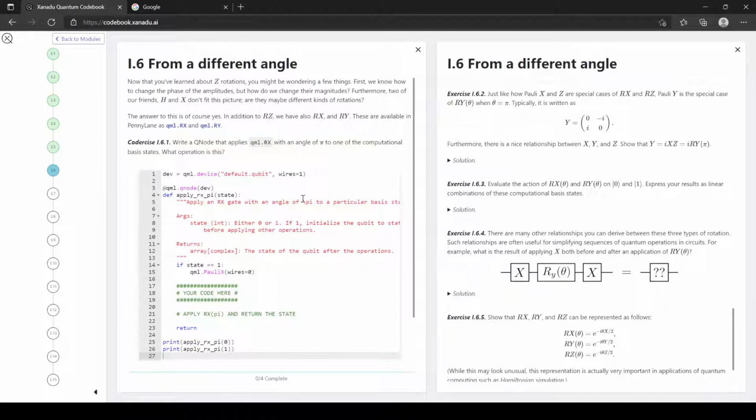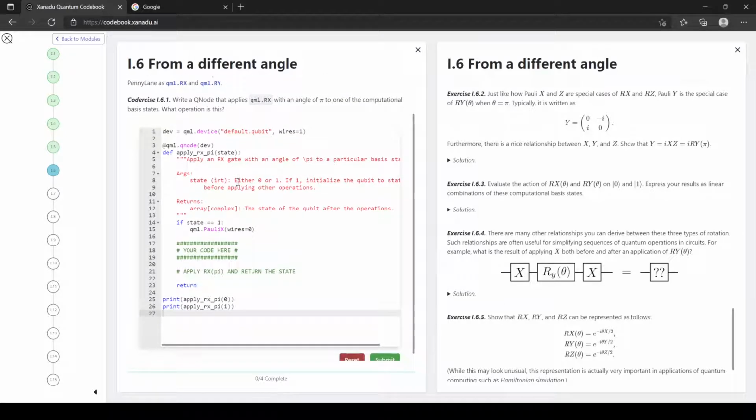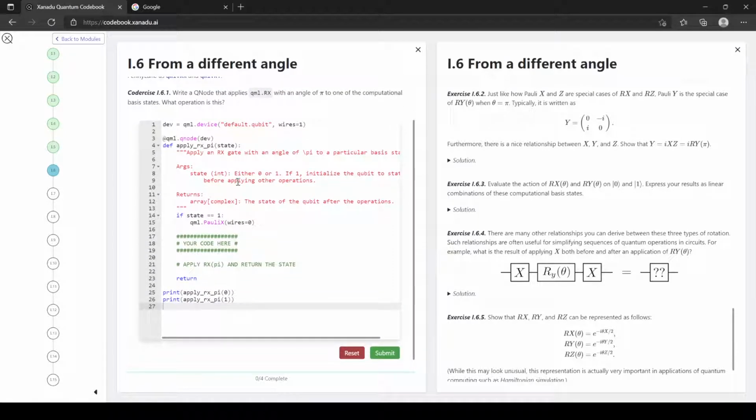All right, so we'll get right into the code section. It's been a while, actually. I guess since the last video that I've actually done anything in PennyLane, so it might be a little rough, but we'll get into it. So first we have to apply an Rx gate with an angle of pi to one of the computational basis states.